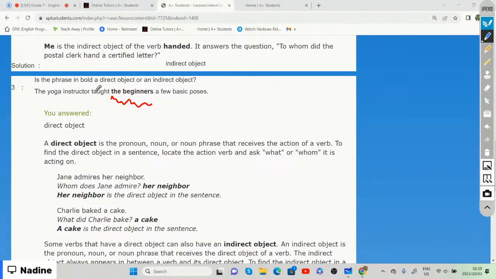So basically, if we were to find either the direct or the indirect object, then we will say the beginners is an indirect object. And if we first locate the verb, there we have the verb, and there we have the direct object, which is few basic poses. And remember, we said that our indirect object sits between the verb as well as the direct object.